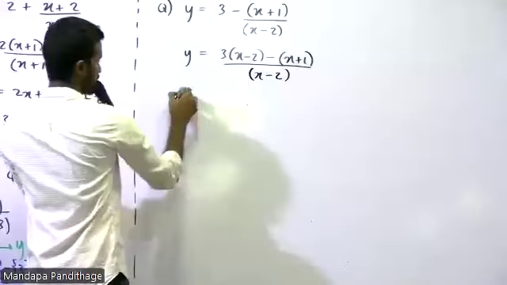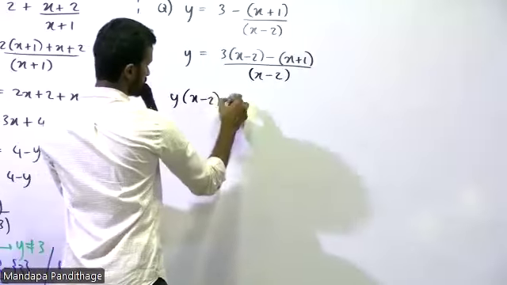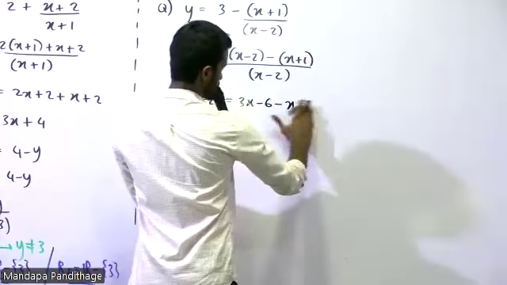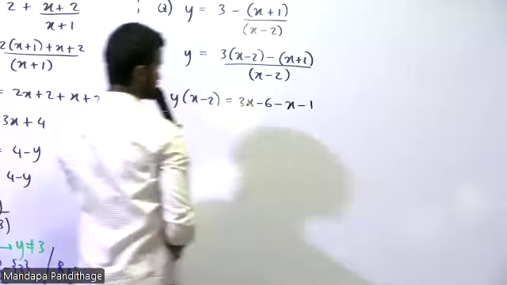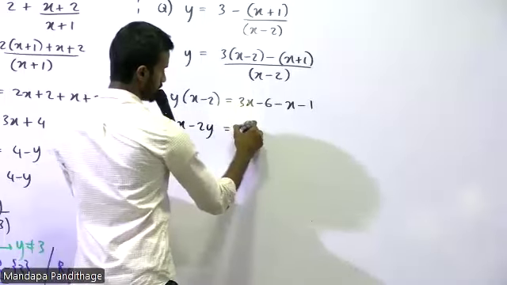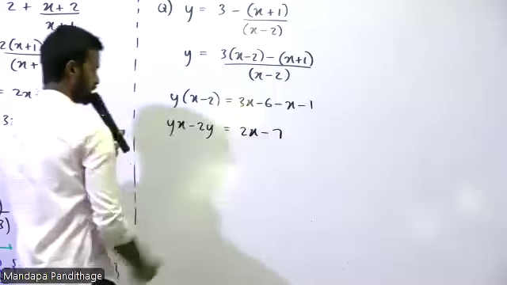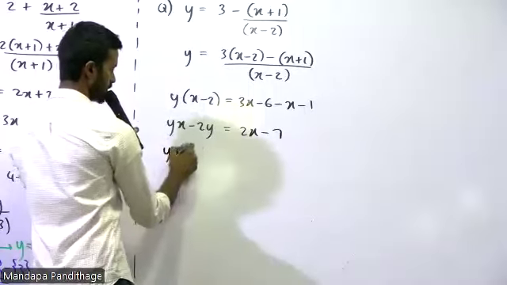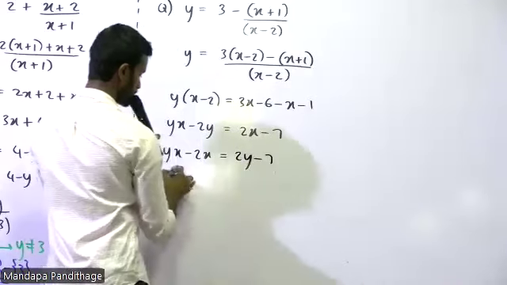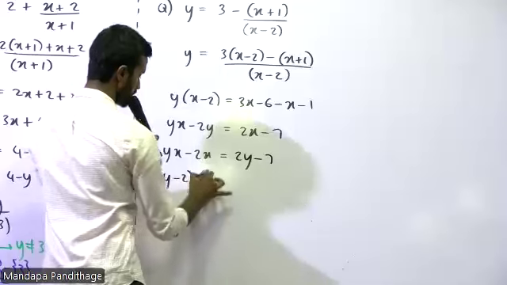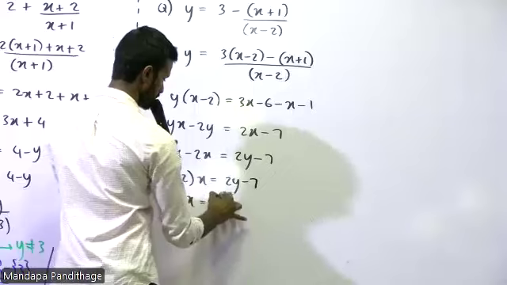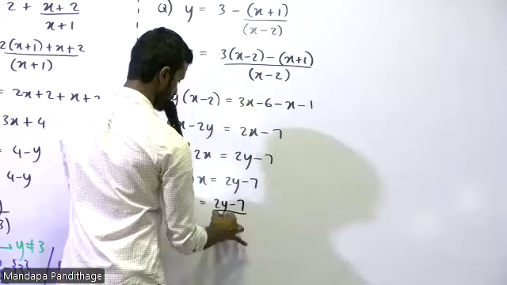Okay, so when you cross multiply, y times x minus 2 is 3x minus 6 minus x minus 1. So y times x minus 2 is 2x minus 7. I take x here, yx minus 2x, and 2y here, 2y minus 7. So y minus 2 times x is equal to 2y minus 7. So x is equal to 2y minus 7 over y minus 2.